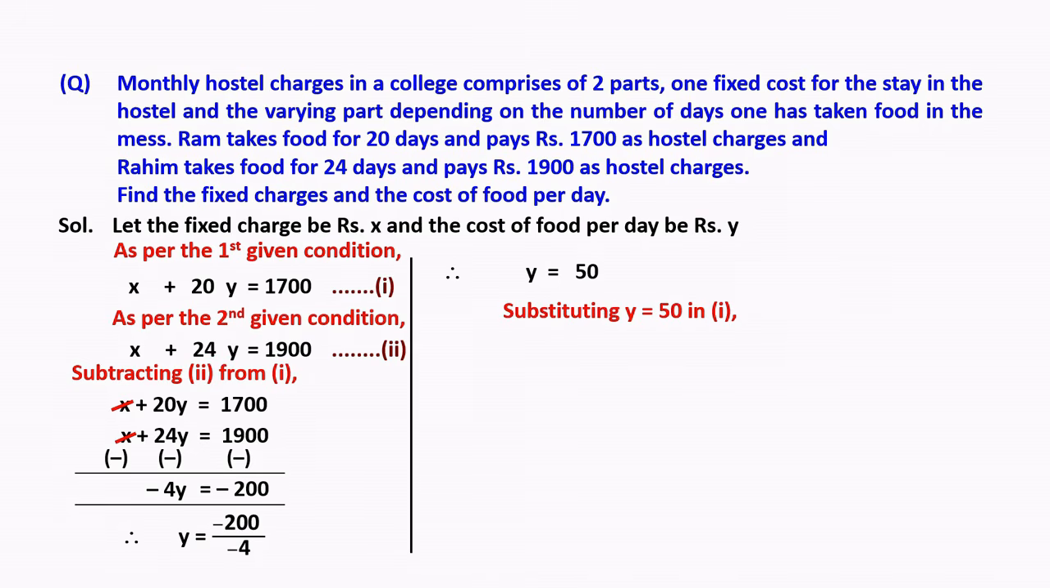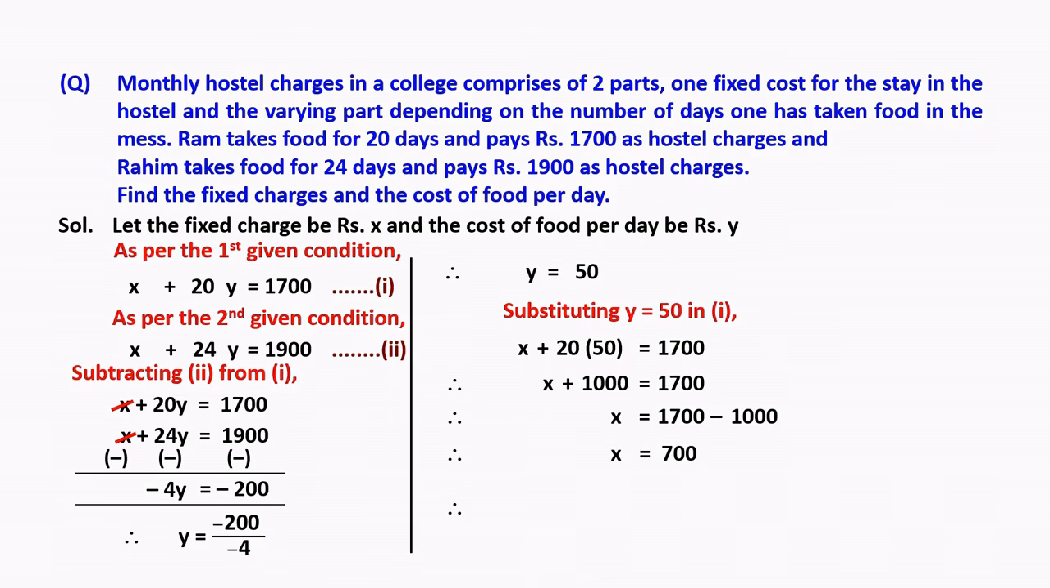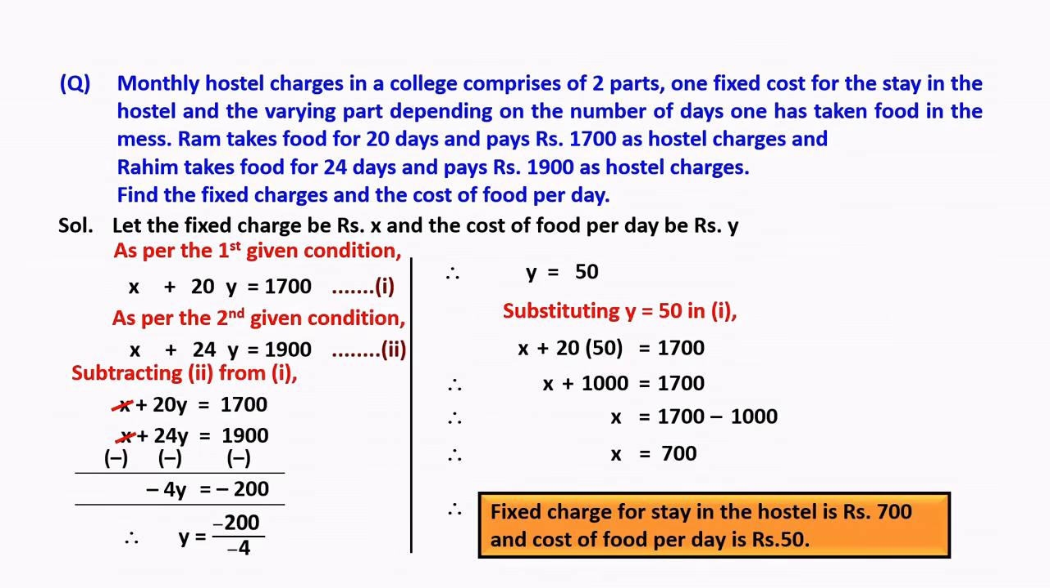Now, substituting y equal to 50 in equation 1. x plus 20 times 50 is equal to 1700. So, x plus 1000 is equal to 1700. Therefore, x is equal to 1700 minus 1000. So, x is equal to 700. Hence, the fixed charge for stay in the hostel is 700 rupees and the cost of food per day is 50 rupees.